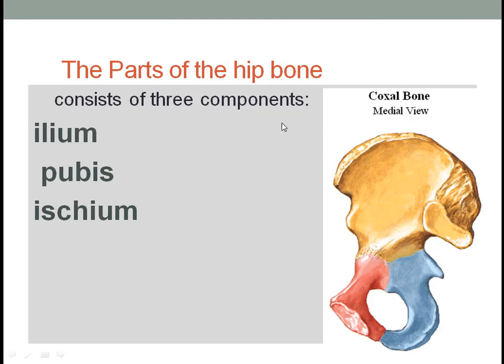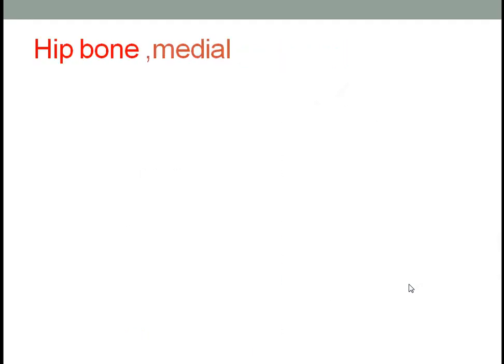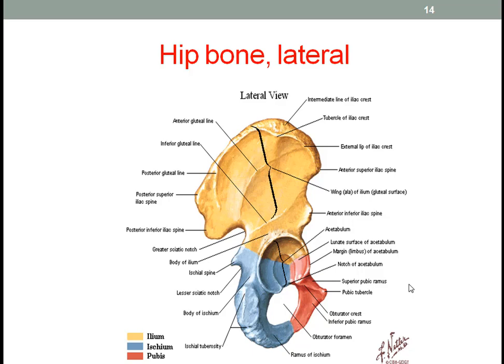Again, these bones: the ilium, the pubis, the ischium. Let's talk about the hip and its further smaller structures.